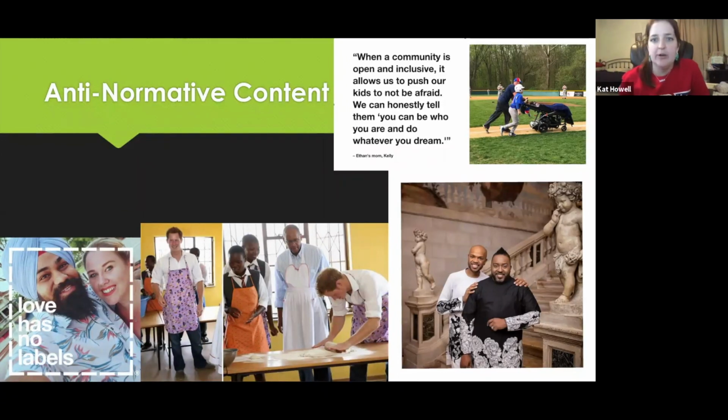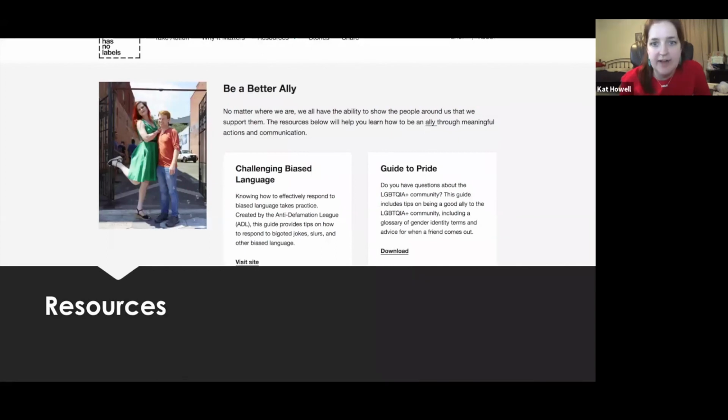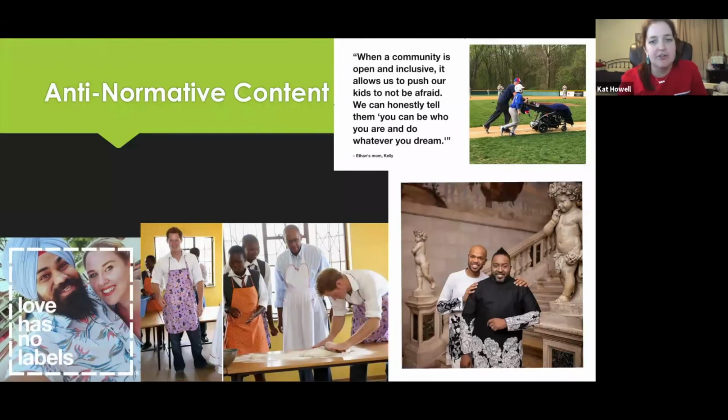And these all came from a website called Love Has No Labels. They have stories about folks that have shared their story, and they have a bunch of resources. This is just a screenshot of one thing under the resources tab called Be a Better Ally. And there's even more boxes besides these two that show Guide to Pride and Challenging Biased Language. Some of these pictures that I grabbed would be considered anti-normative content because it's not just the mainstream type of images that we are bombarded with all the time.